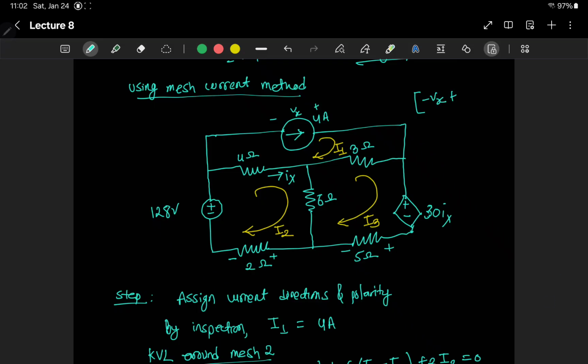We have the 3 ohm resistor times current, which is I1 minus I3, sorry, I3, and then we go here plus 4 ohm times I1 minus I2. So this will be equal to 0. That is the KVL we are going to use around this loop.